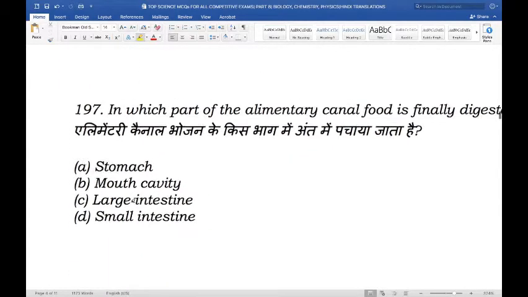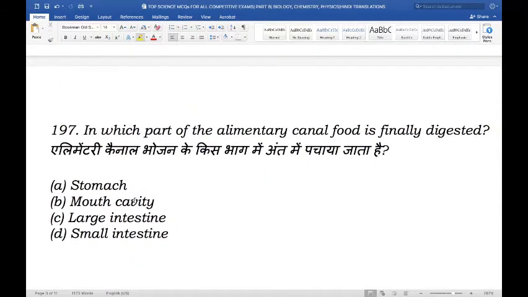The next question. In which part of the alimentary canal is food finally digested? Is it A, stomach, B, mouth cavity, C, large intestine, or D, small intestine? So in which part of the alimentary canal is food finally digested? And the right answer here is D, small intestine.